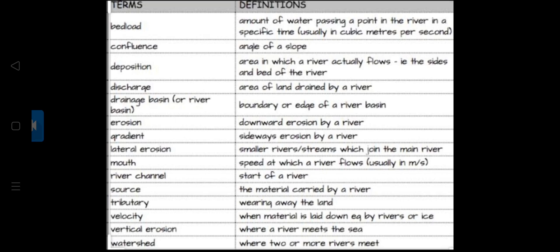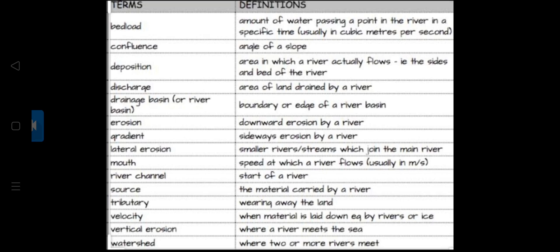I'm just repeating what is written in the definitions for you all to understand. Why am I saying that? Because these definitions are not in order. You have to connect them with the specific terms. Vertical erosion, we have already studied, where a river meets the sea. Now, vertical erosion is not where a river meets the sea.